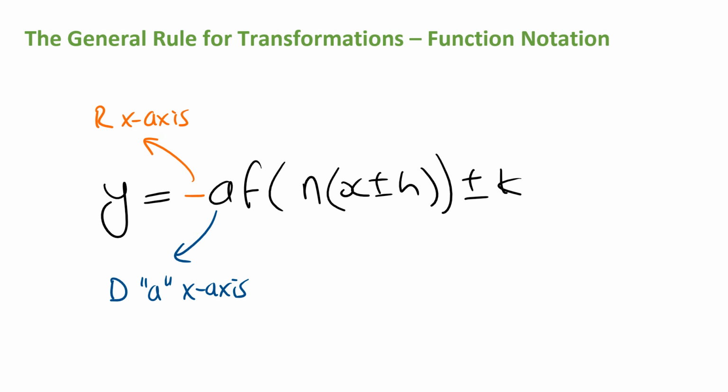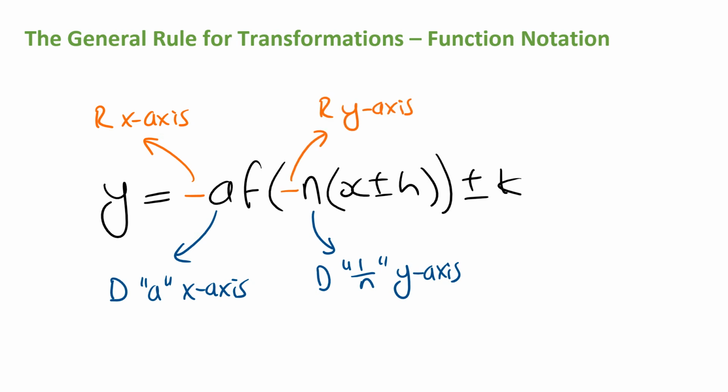The value of n, which is inside the function f of x, is going to dilate the graph by a factor of 1 on n from the y-axis. From the y-axis means that we keep the y-coordinates the same but multiply the x-coordinates by the value of 1 on n. Now this confuses many students, so make sure that you get this. The value of n will dilate the graph by a factor of 1 on n from the y-axis. And if there's a negative in front of this n, then this is going to cause the graph or the function to be reflected in the y-axis.